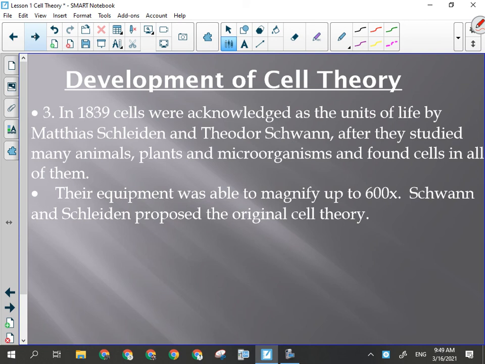And that's where they came up with the third part of the theory. So it's Schleiden and Schwann that came up with the cell theory. So they are two important names. Schwann and Schleiden came up with the cell theory. So they're like Dalton. They came up with this cell theory.